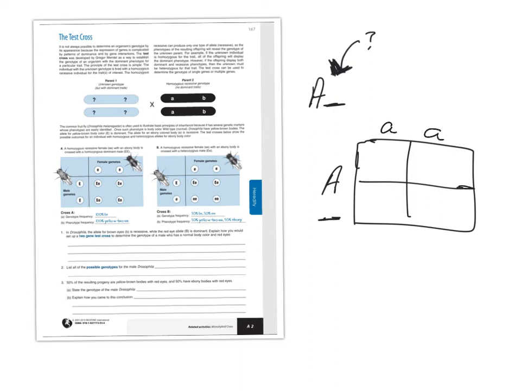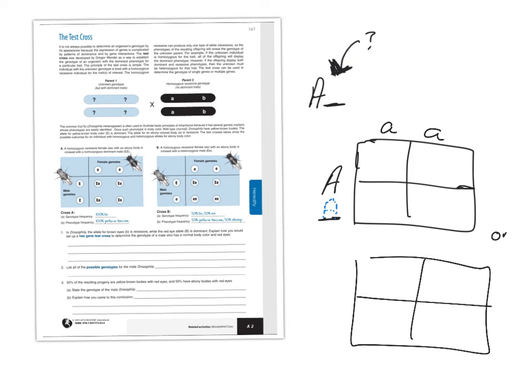So there are two possibilities. Either this second one, and I'll do it in blue here, is a capital A, dominant, or it's a recessive version of the gene, and it's a lowercase a.